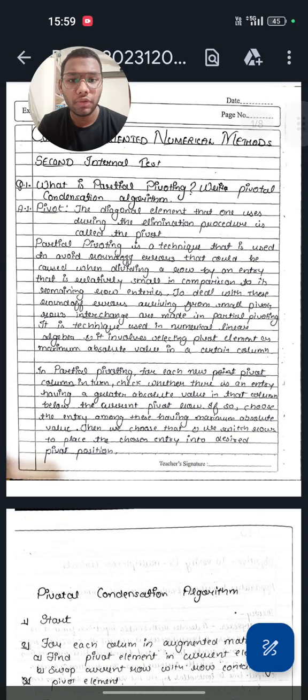Today we will solve the second internal test of CONM. The test paper contained 5 questions. We will solve each and every question. Moving on to the first question, what is partial pivoting?